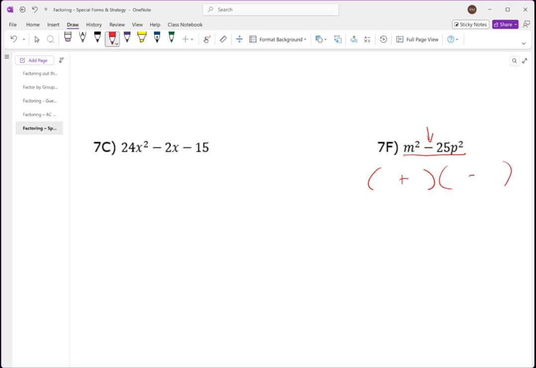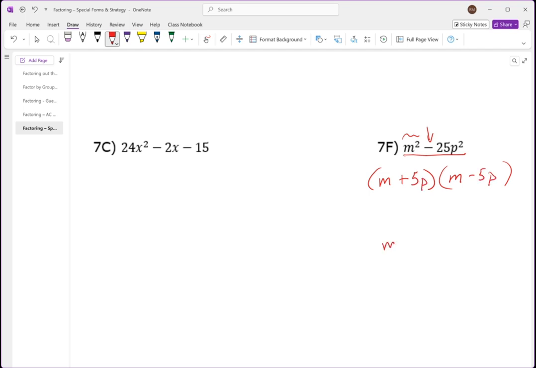And I'm going to try and think what squared will give me m squared. Well, I know that's m. And what squared will give me 25, or what's the square root of 25? That's 5. Oh, I wrote it 2, but I said 5. And p squared would just be a p.